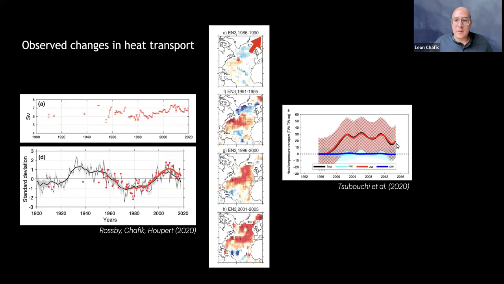and this is similar to what this study has also shown. So there's a very strong multi-decadal variability in the North Atlantic. Largely, this multi-decadal variability is determined by the ocean circulation.